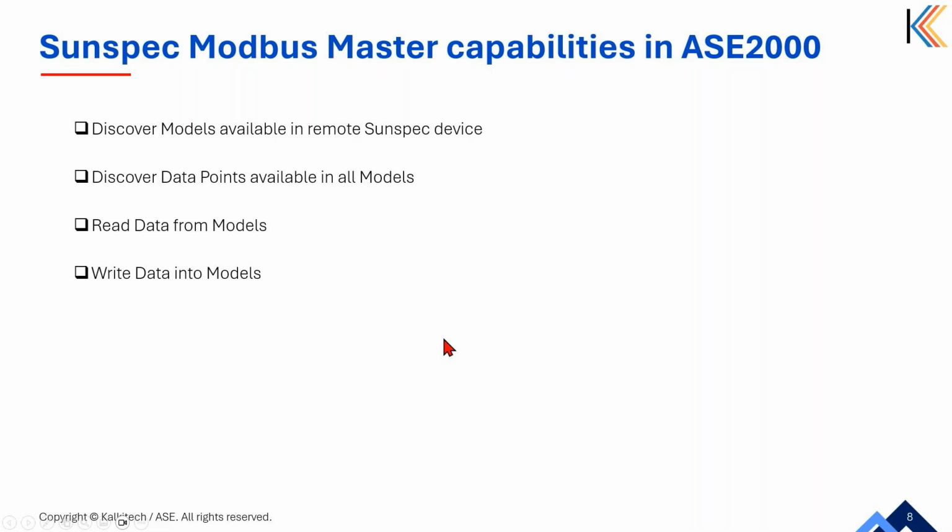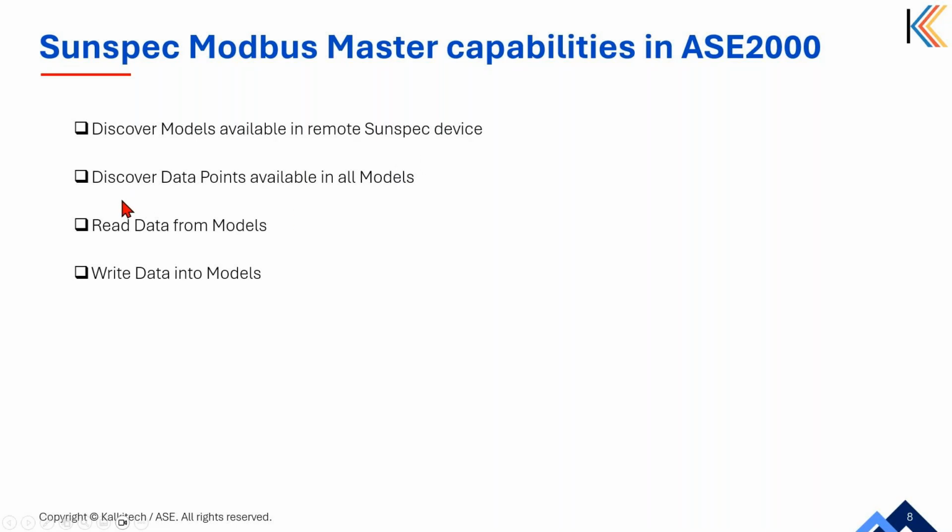And now we can focus on SunSpec Modbus capabilities in ASE 2000. So at this point, we only have the master capability. The tool can allow the user to discover the models available in a remote SunSpec device. That means if you have an inverter or meter, you can connect to the inverter and discover it. You don't have to create the point list upfront in your master. To start the testing, you can discover and find out which points are available in the remote device.